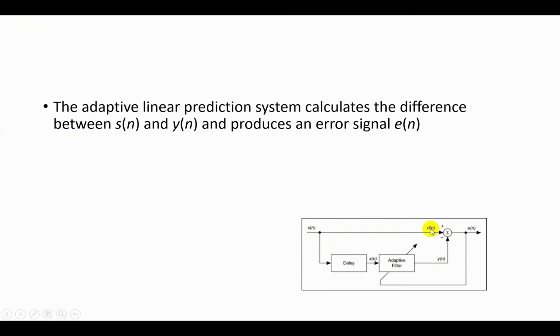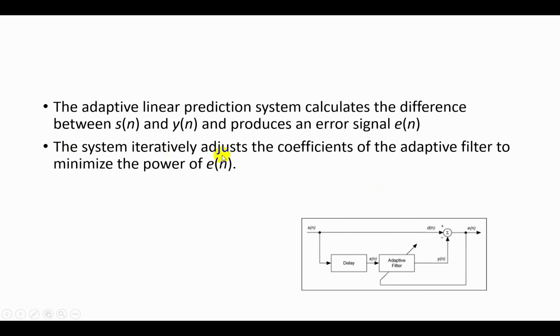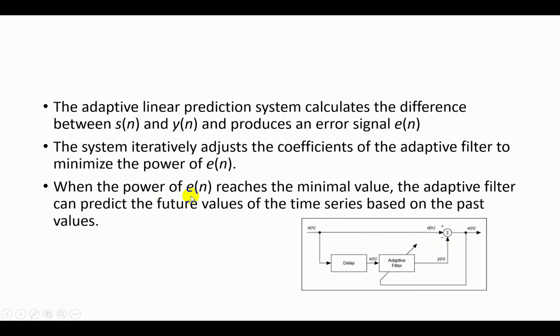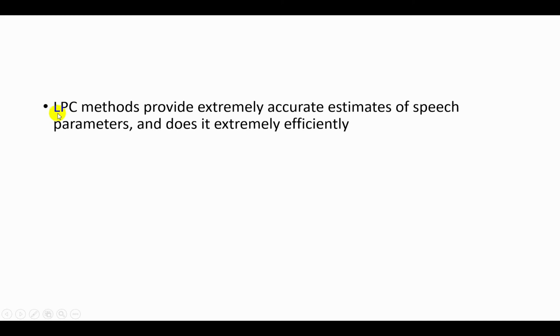So it will find the difference between S of n and Y of n, which produces an error signal E of n. The system will iteratively adjust the coefficients of the adaptive filter to minimize this E of n, until the power of E of n reaches a minimum value. The adaptive filter can then predict the future values of the time series based on the past values. So the aim of this linear prediction algorithm is to predict the future values based on the past input samples. The linear predictive coding, or LPC, methods provide accurate estimates of the speech parameters, and also do it efficiently.